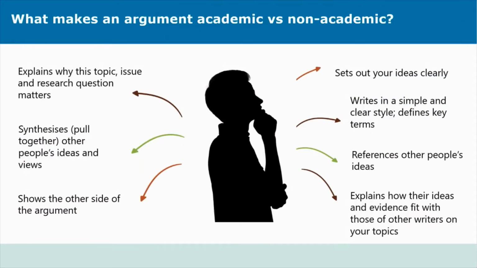What are the key features of an academic argument? How are they different to non-academic arguments? Academic arguments will use each paragraph to develop one point or idea that supports their main argument, use well-selected evidence, data, and examples, explain why this debate, issue, or topic matters, show the other side of the argument, set out ideas clearly, synthesize, in other words, pull together other people's ideas and views, reference other people's ideas, write in a simple and clear style, defining key terms, and explain how their ideas, data, and conclusions fit with those of other academics.